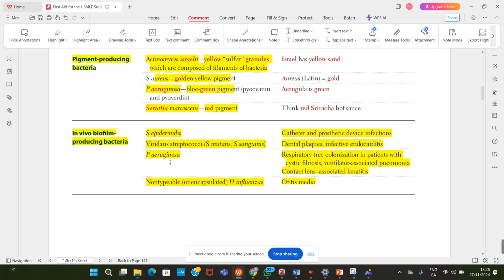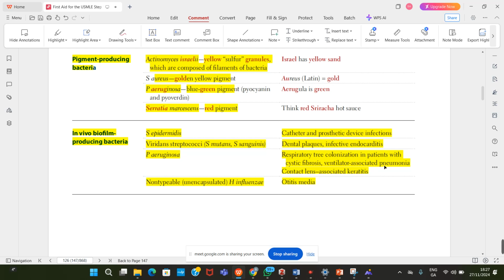Pseudomonas aeruginosa too, you cannot forget, is associated with contact lens keratitis. Step 1 and Step 2 high yield. Somebody using a contact lens starts developing a red eye, painful eye, tearing. That is contact lens associated keratitis from colonization with Pseudomonas aeruginosa. Step 1 and Step 2, very high yield.